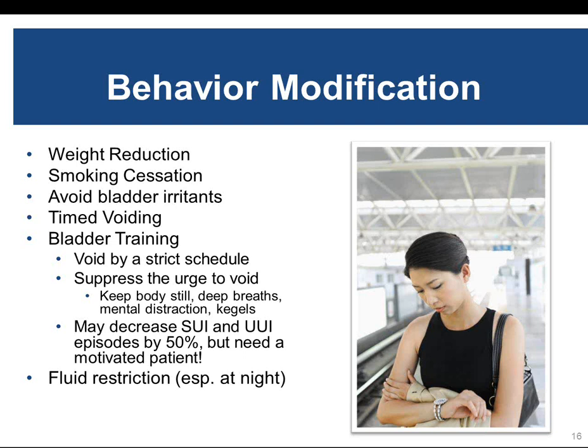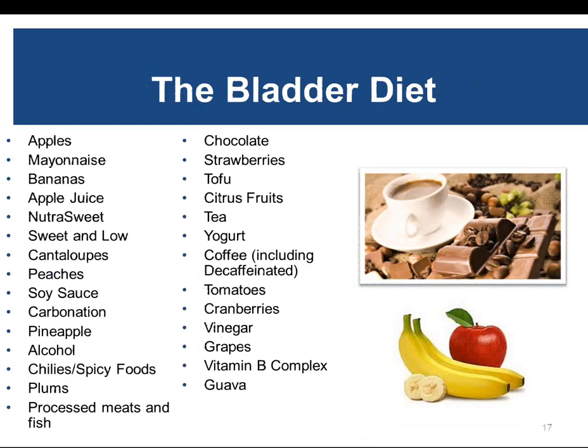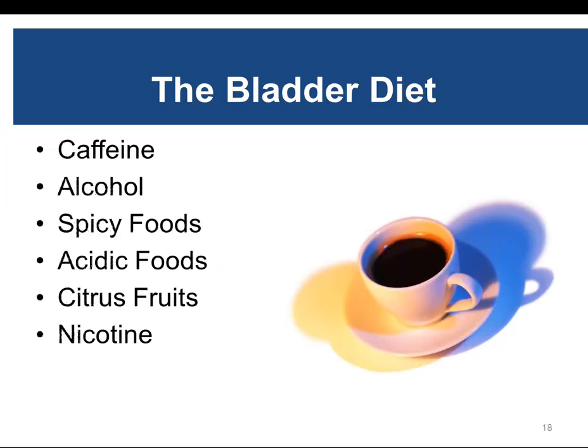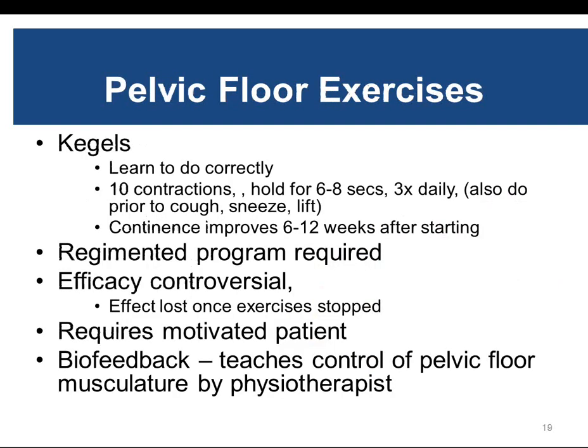And then fluid restriction, that's a big one. People tell me, I wake up all the time to urinate and I can't make it to the restroom. Well, if you're drinking 2 or 3 glasses of water right before you go to bed, that's a very easy fix. Then the bladder diet. You can see this is very long and involved and pretty much eliminates everything that you like to eat and anything that you can eat. So what I tell my patients is this one right here. Avoid caffeine, avoid alcohol, spicy foods, acidic foods and fruits, and nicotine. These are all bladder irritants and will exacerbate or worsen your urgency and urge incontinence.